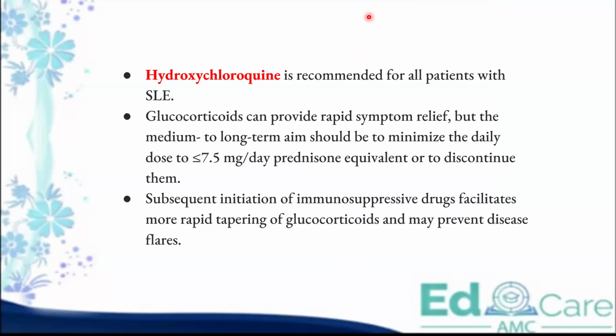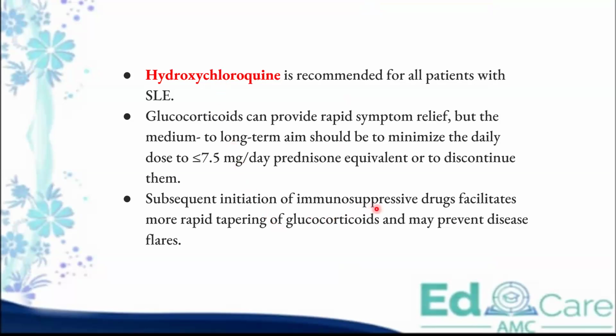What is the first line treatment in SLE? So this is an MCQ question. So it's HCQ, that is the first line treatment. Glucocorticoids can provide rapid symptom relief, but medium to long term aim is to minimize the dose to less than 7.5 milligrams per day, right? Or to be able to discontinue. So if you're unable to discontinue, your goal is to bring down that dose to less than 7.5. So you can bring down this dose by adding other drugs as well, right? But your first line is hydroxychloroquine in SLE.